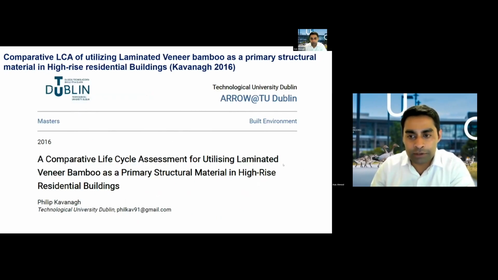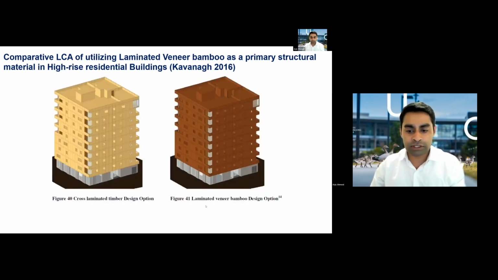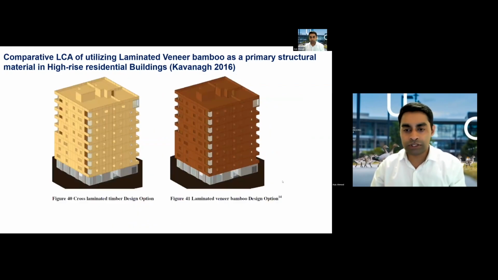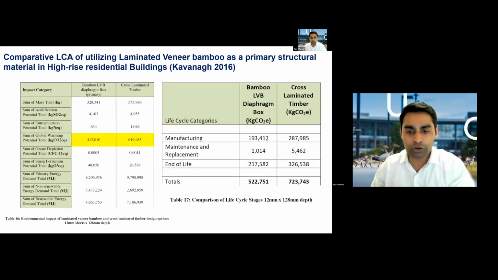So that's very good. This particular PhD actually looked directly and compared CLT, cross-laminated timber, against engineered bamboo. They modeled in Revit, and they looked at structural components, exactly what we intend to do. Although we wanted to do a residential house, they did a full-scale house, but they also provide very good information. And I'll just go to the end.